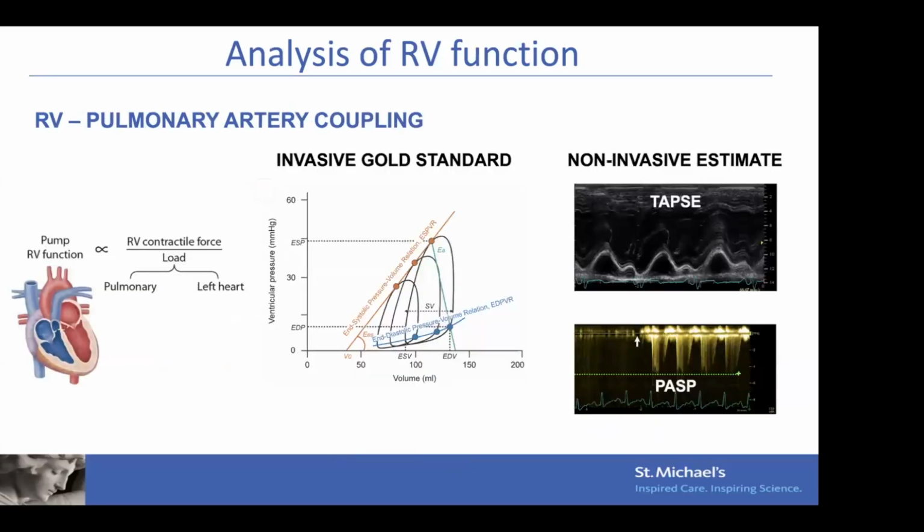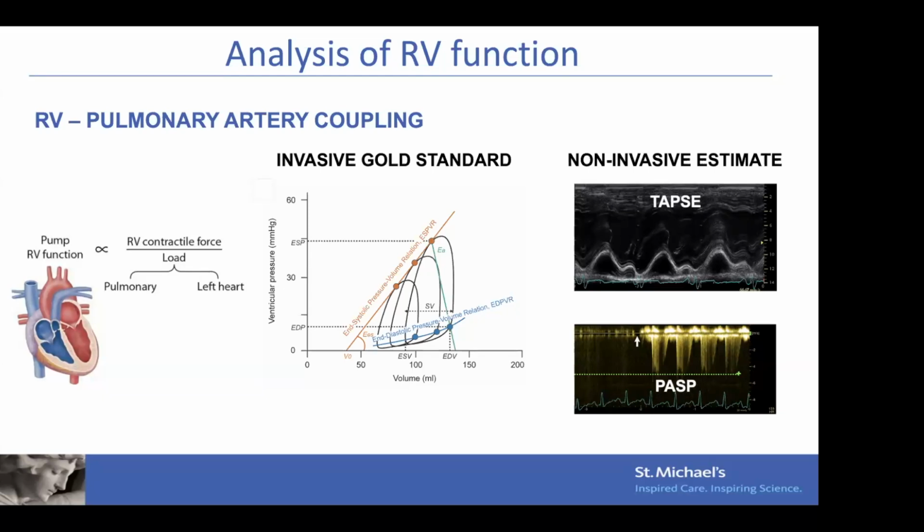suggesting that it really captures some unique information not captured by these traditional RV function measures. And then finally, for RV function assessment, there's a real hot interest now in the RV-PA coupling principle, which just recognizes the fact that RV pump function in the end is a resultant of, on one hand, RV contractile force, and on the other hand, load, which is determined by 2 factors, pulmonary vascular factors and left heart factors.